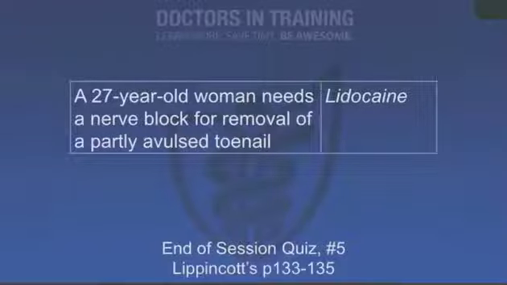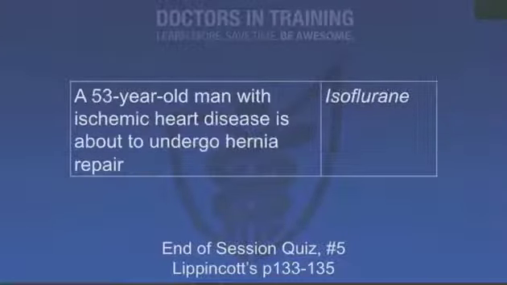Next question. Which anesthetic agent would be appropriate for the use in the following clinical scenarios? So first, a 27-year-old woman needs a nerve block for removal of a partly avulsed toenail, so lidocaine. But would you want to use lidocaine with epinephrine? No, no lidocaine with epinephrine in toes. Next one. A 53-year-old man with ischemic heart disease is about to undergo hernia repair. So we can use one of the inhaled anesthetics, ones that don't affect the heart quite so much. Isoflurane would be a good choice.